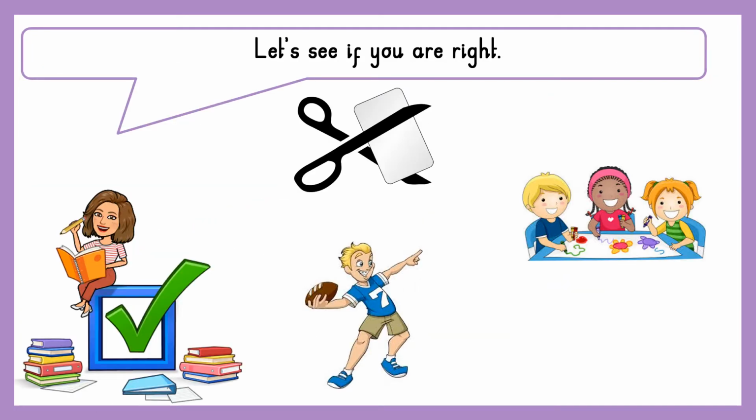So the first picture we've got is some scissors cutting a piece of paper. So the imperative verb would be cut. The next picture, we've got some children drawing a picture. So the imperative verb is draw. And finally, we've got a boy throwing a ball. So the imperative verb would be throw. Well done if you got those right.